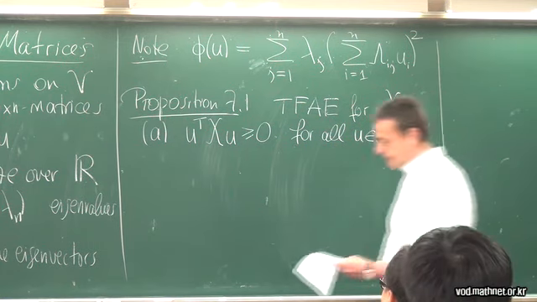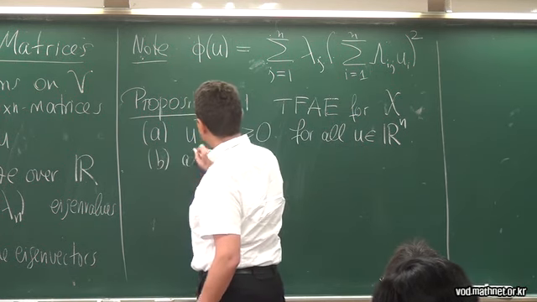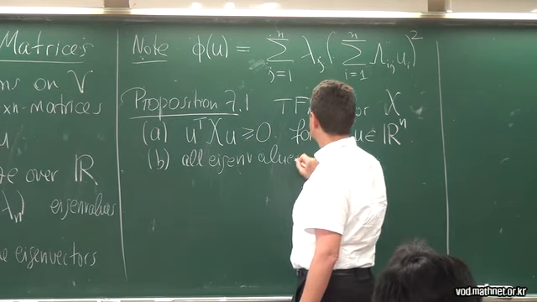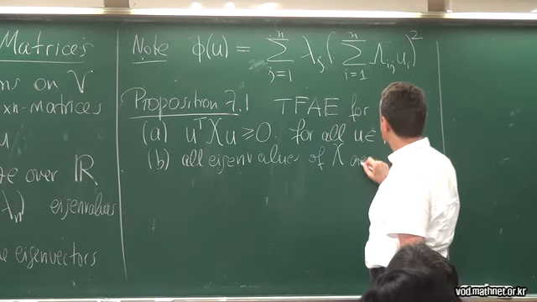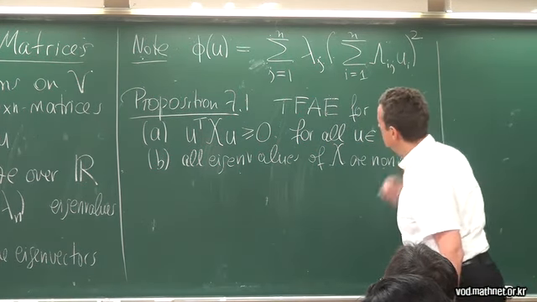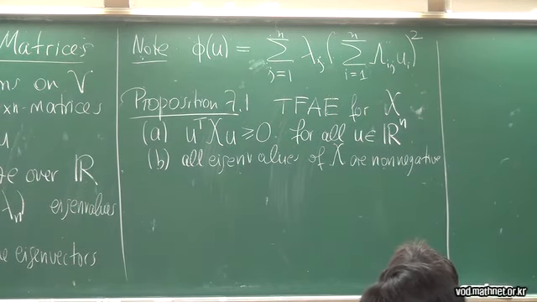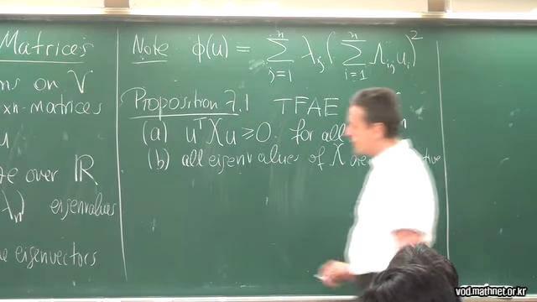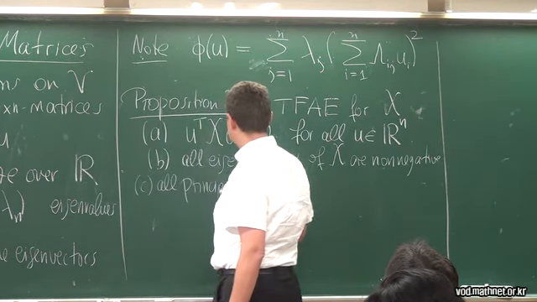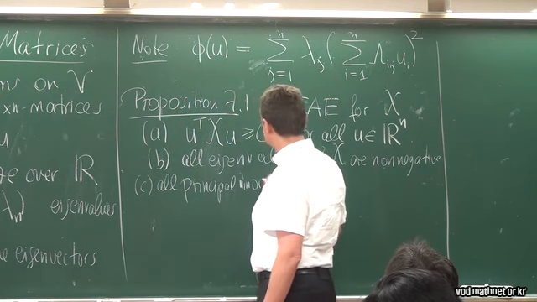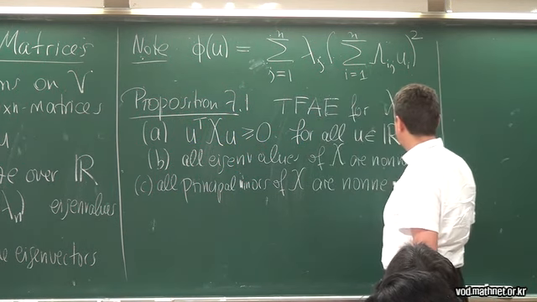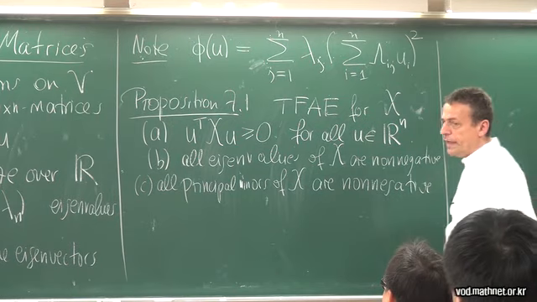Condition B says all eigenvalues of the matrix X are non-negative. We know they're real numbers, but here we're saying in condition B they're all non-negative real numbers. C, all principal minors of X are non-negative. So there are 2 to the n principal minors.